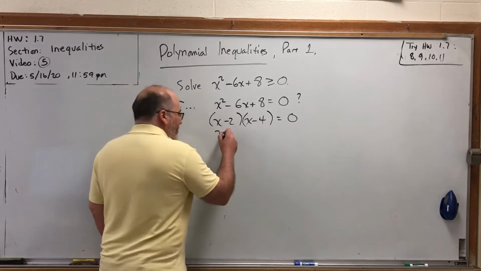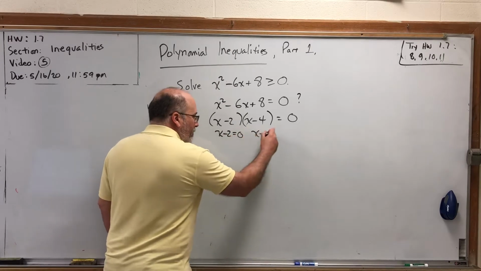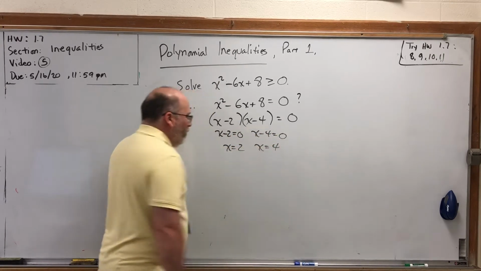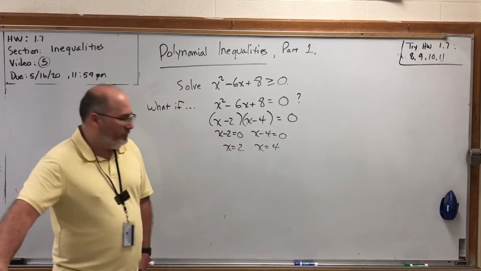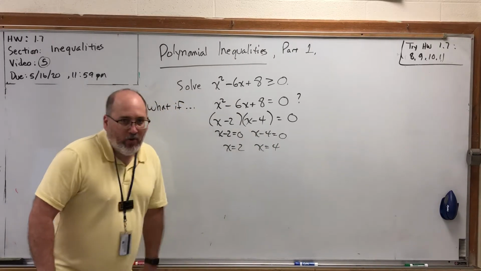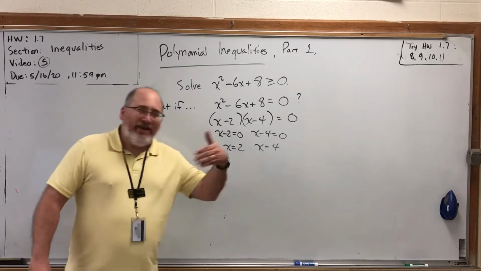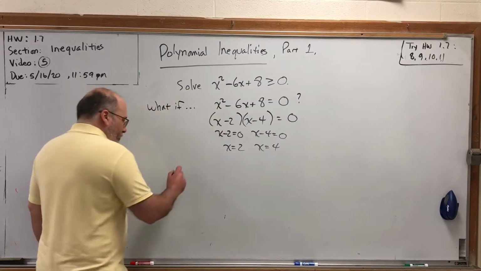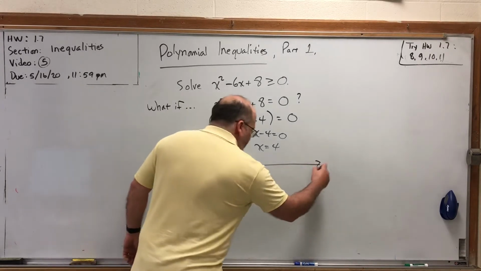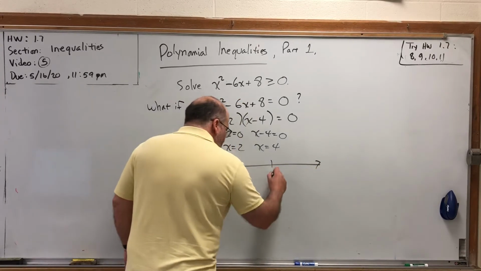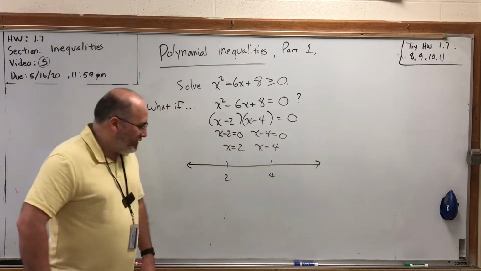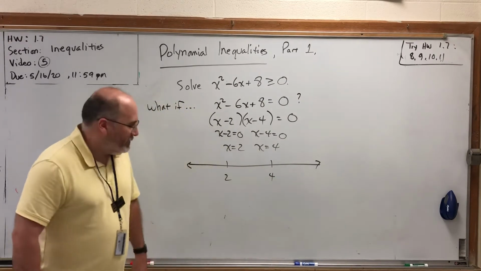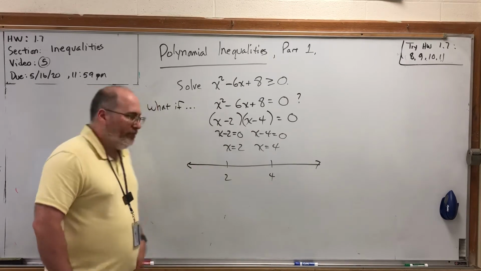So if we were to set each factor equal to 0 and solve, we would get x equals 2 and x equals 4. But that's not what we want. That's what makes it equal to 0. We want to know what makes it greater than or equal to 0. Well, let's think about where these are on a number line. Remember, if you put more than one number on a number line, the key thing to do is to make sure that they're in order from least to greatest, left to right. So 2 would be to the left of 4.